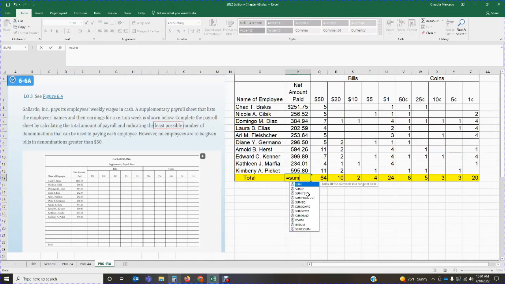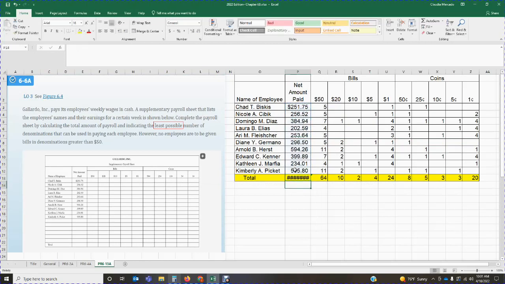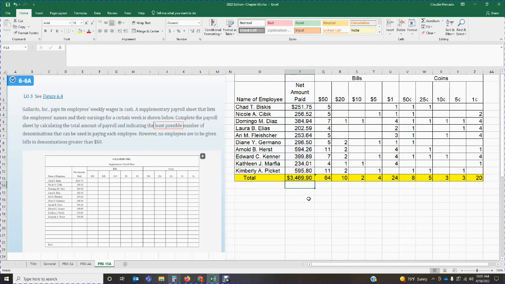So the total amount of my payroll for my employees is $3,469.90. So I'm going to write a check for $3,469.90. Take that to the bank and tell the cashier or the teller, can you please cash this check? And I want it in these denominations. Okay? And then they'll give you the money.